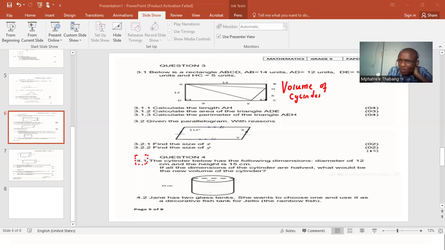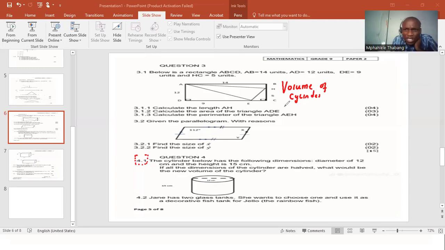Normally, to calculate the volume, we take the base and multiply it with the height. So what is the base of a cylinder? The base of a cylinder is a circle. There is a circle here. This circle is the base of the cylinder.